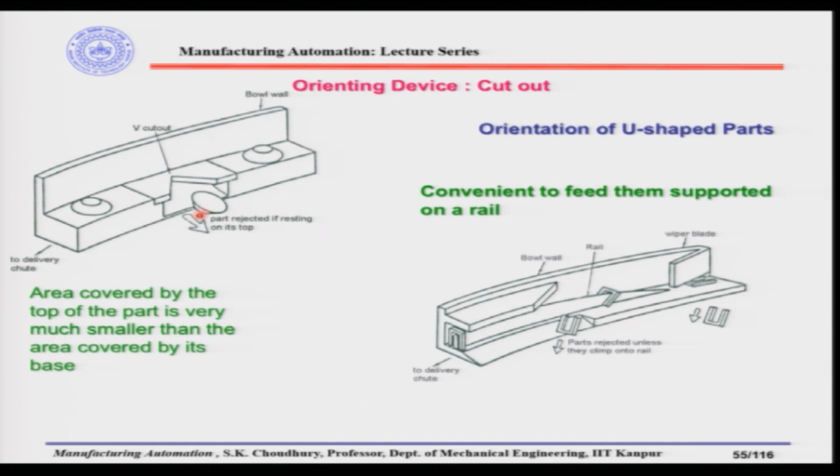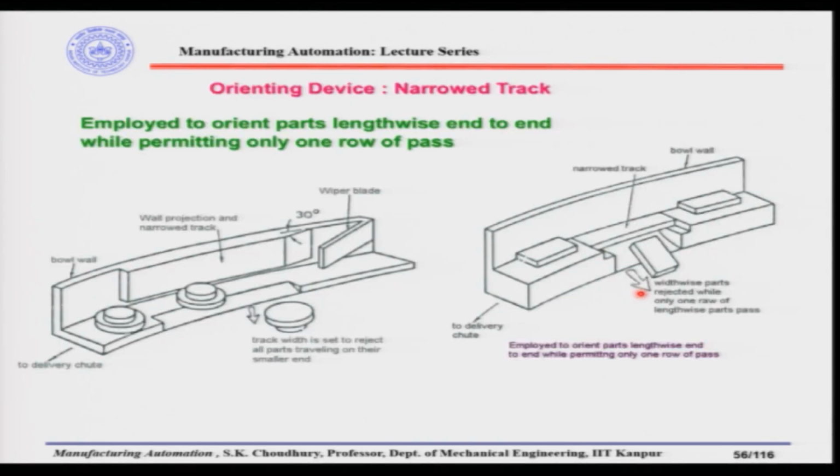Or we have seen parts where we have a difference in the diameter at the top and at the bottom. For them again the V cutout is convenient, for parts with the smaller diameter up. Or for example, we have the U shaped parts that we have discussed. For them, if they can ride on the rail, that is very convenient. So, a rail can be designed on which they can ride, or we can have parts like this, which we have not discussed. So, this is another arrangement of the orienting devices.